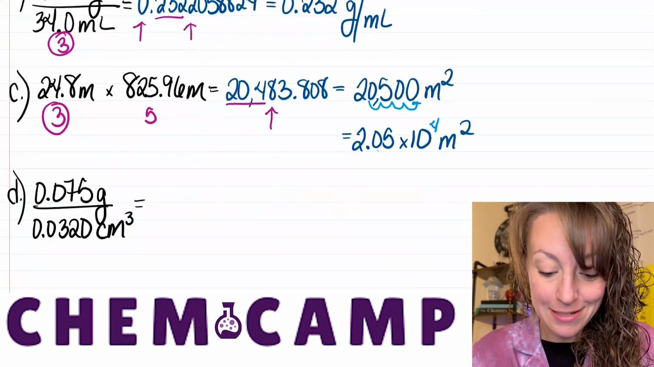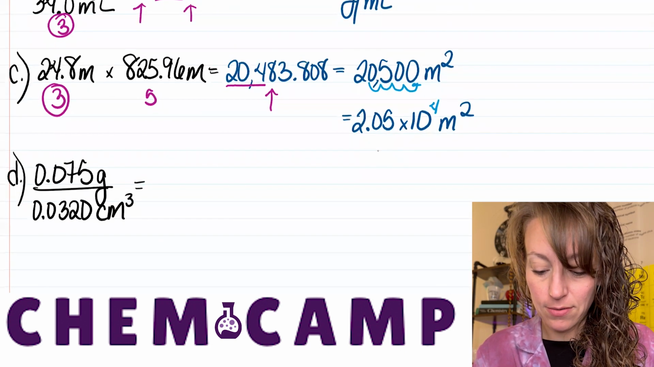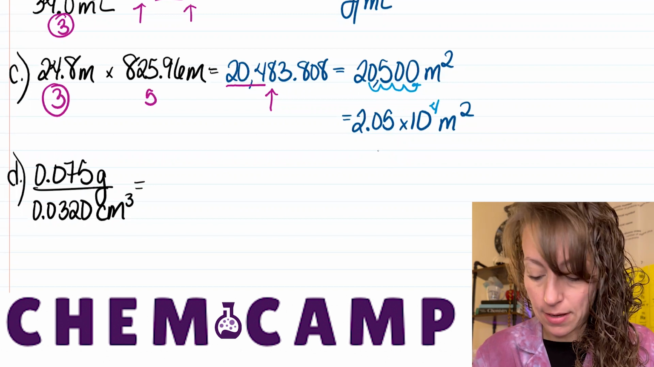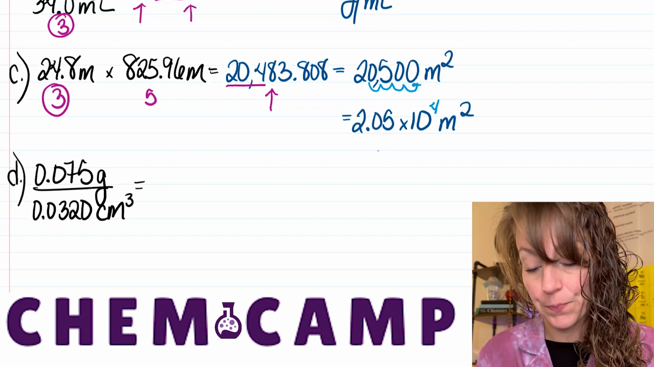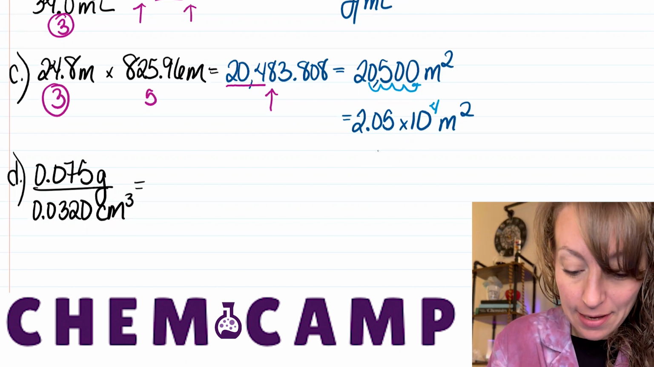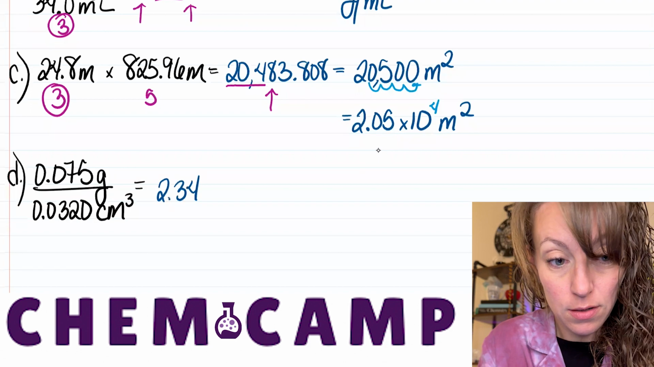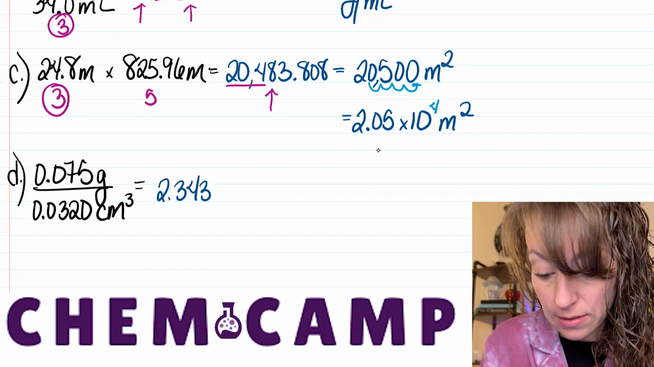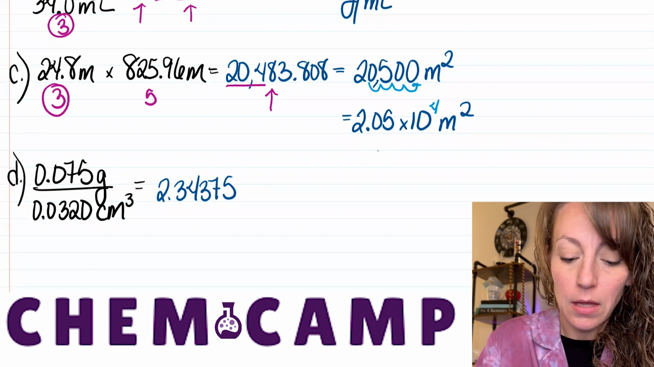We've got one final one in letter D. We're going to take 0.075 and divide it by 0.0320. The number we get in our calculator is 2.34375. Let's check sig figs though.